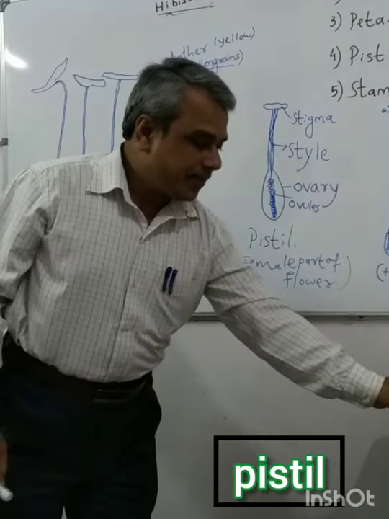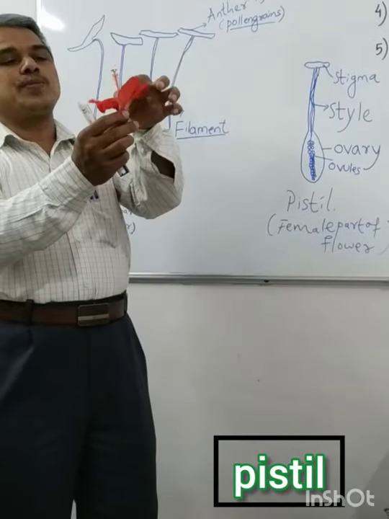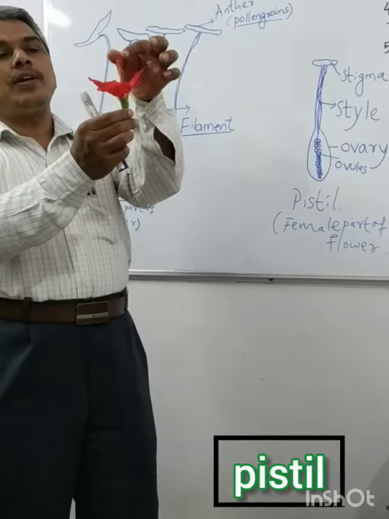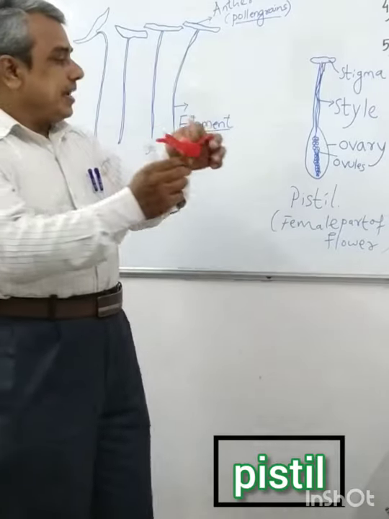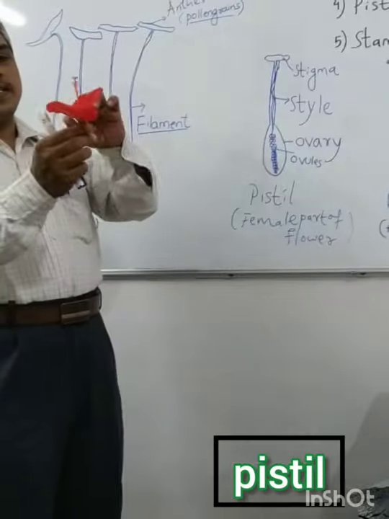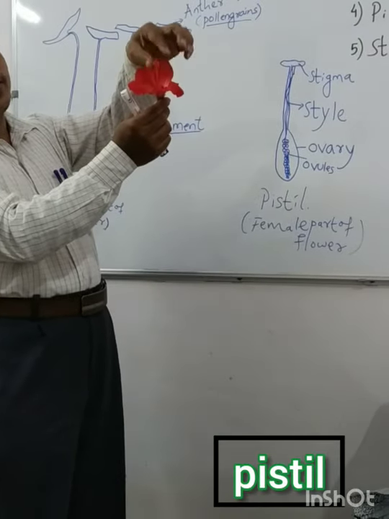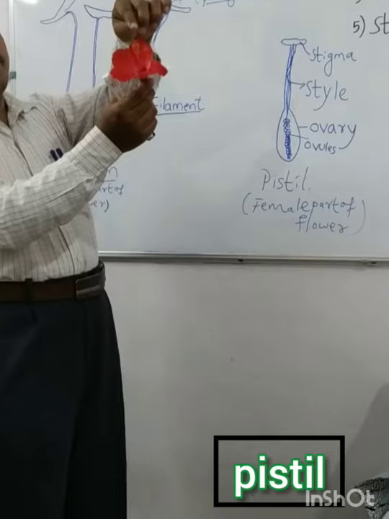P-I-S-T-I-L. So here I told you, this is called a pistil. This is the innermost part of the flower. This whole thing is called pistil. But if you see in the pistil again, we have three parts. In pistil again you have three parts.